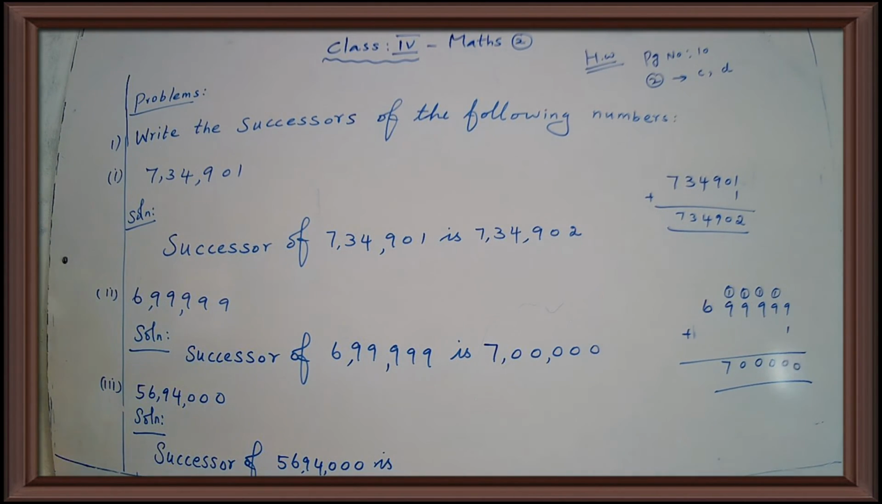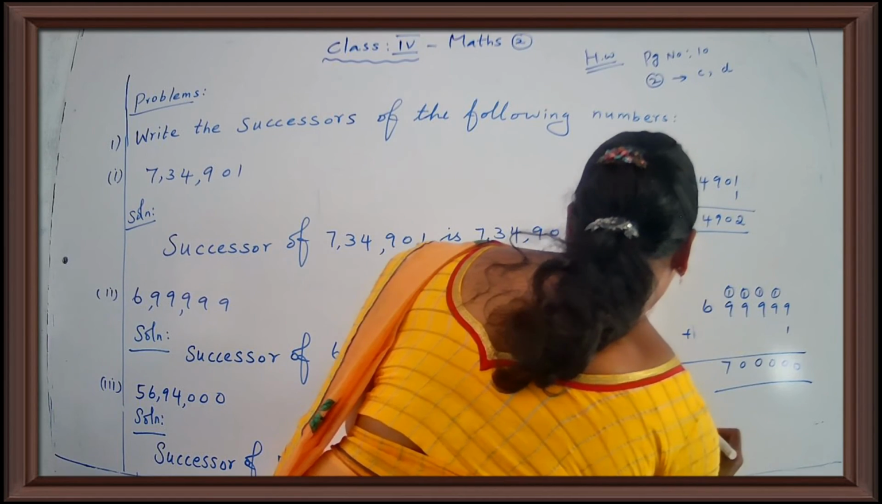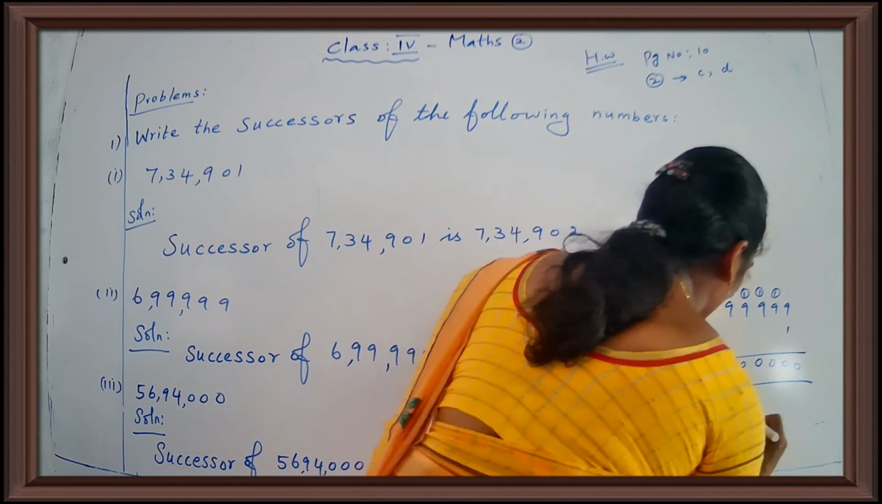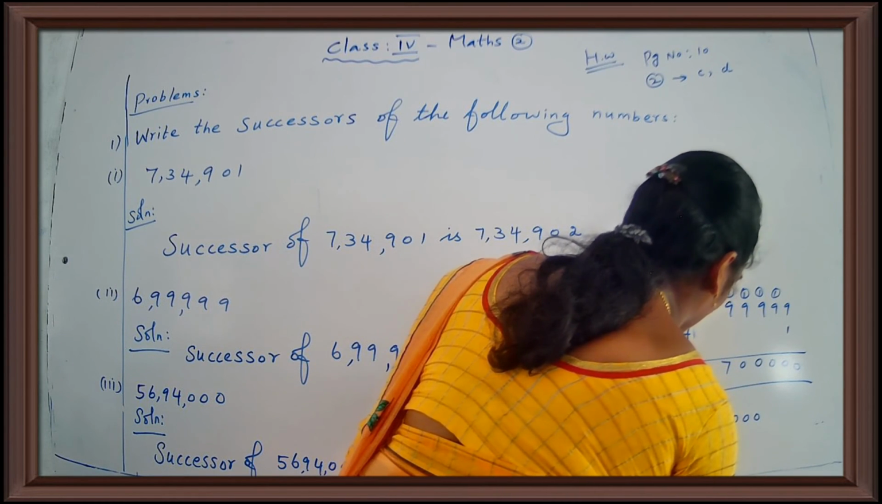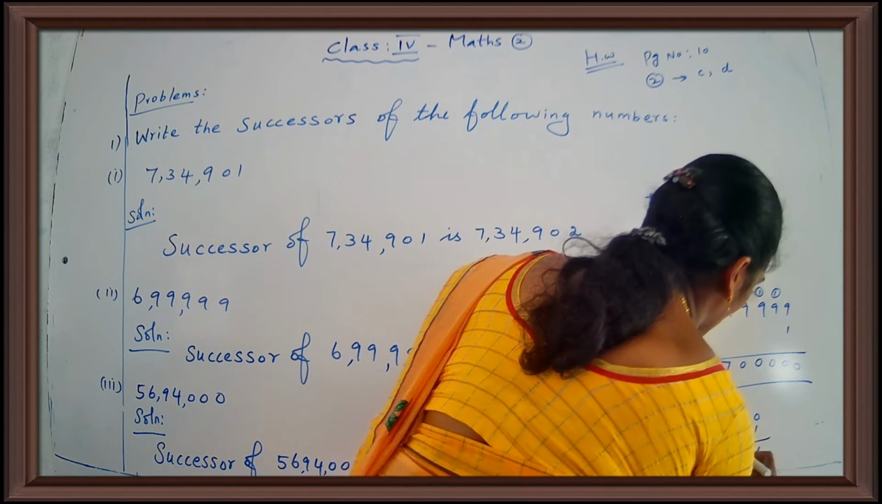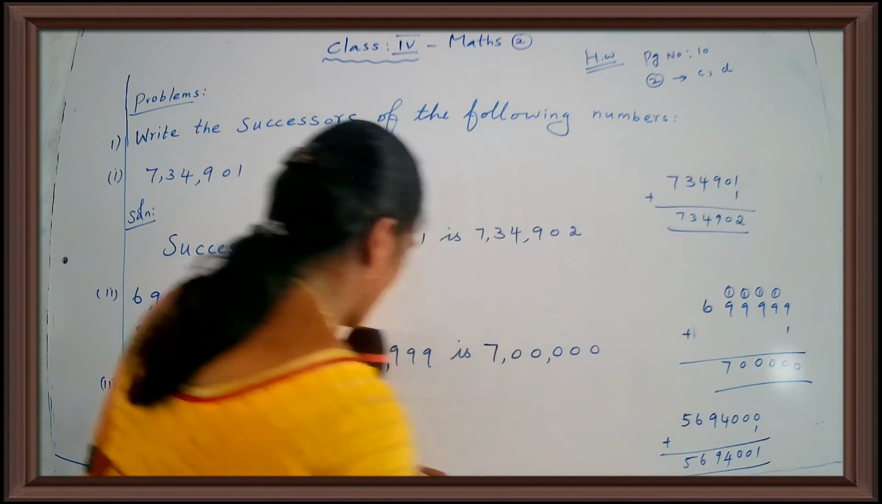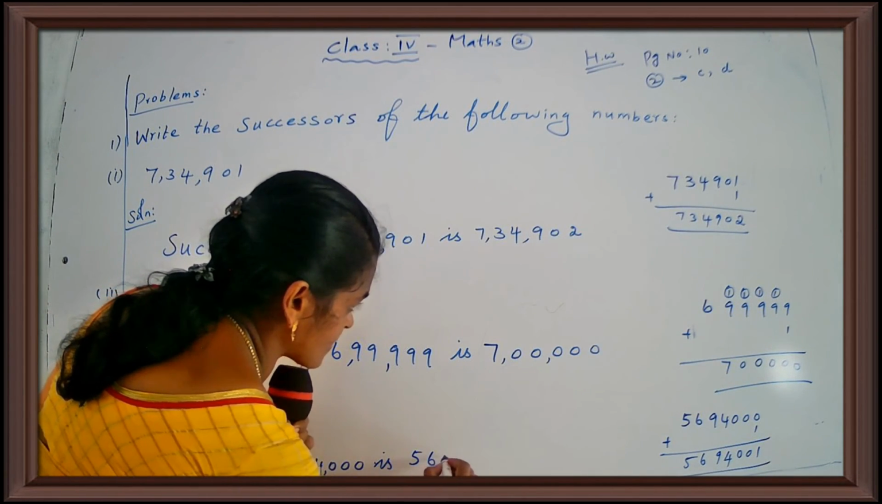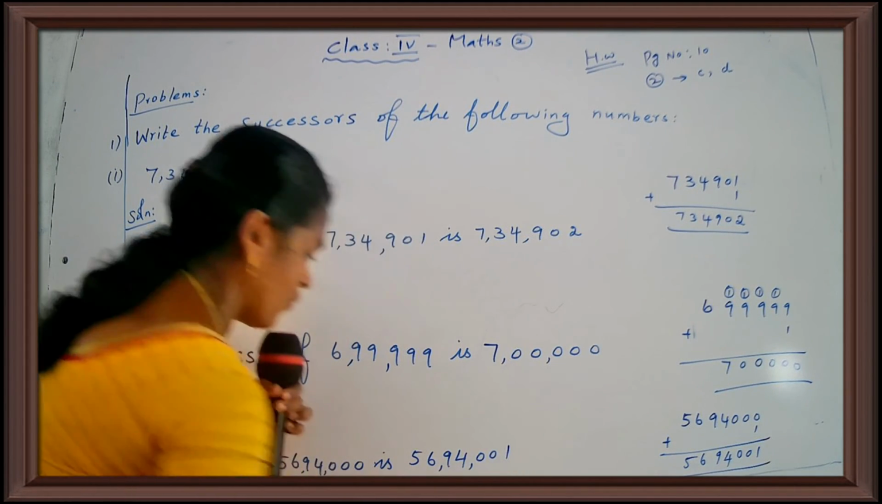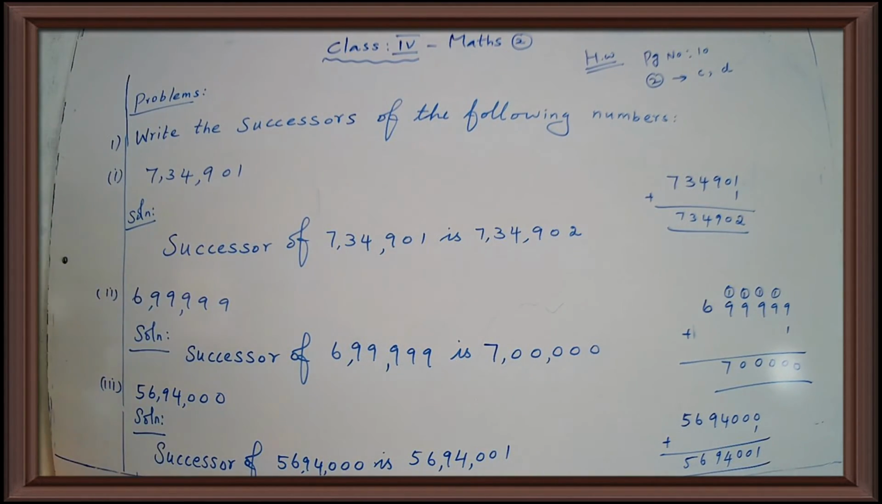56,94,000, we add 1. So your answer is 56,94,001. Okay children, now clear? Do you understand? I hope you have understood. Yes? Okay. Now you write it in your classwork note.